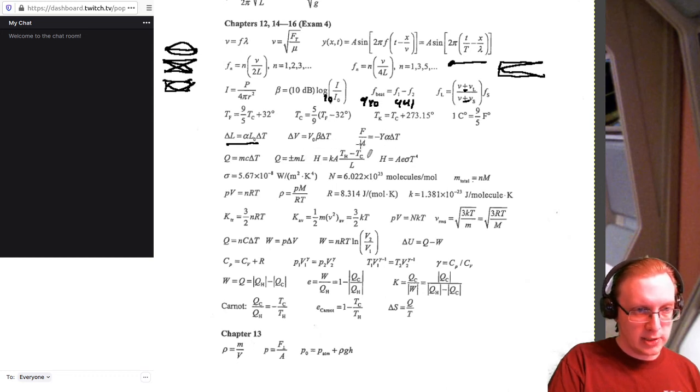I still don't know what this is. This looks like a pressure of some sort, but I'm not sure what it's equal to. So that's probably nothing we're going to be concerned about.